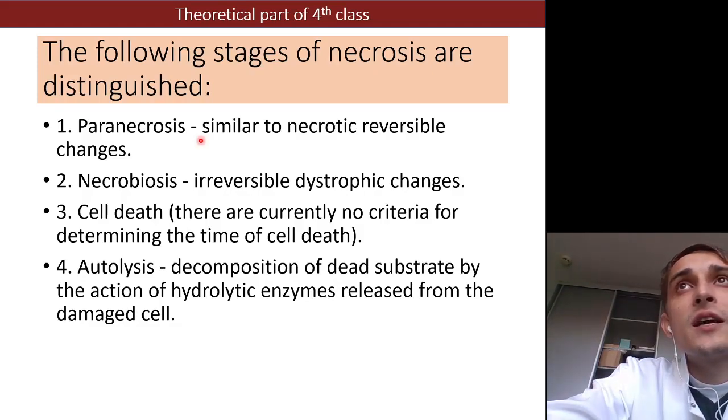In case of cell death, the most typical changes will be associated with changes of nuclei, mostly with disappearing of the nucleus. And after it, we will see the last stage of necrosis, the stage of autolysis. As a result of autolysis, we will see disappearing of the cell from its place, and we will see nothing in place of this cell. And after it, we will see an inflammatory reaction in the place of necrosis.